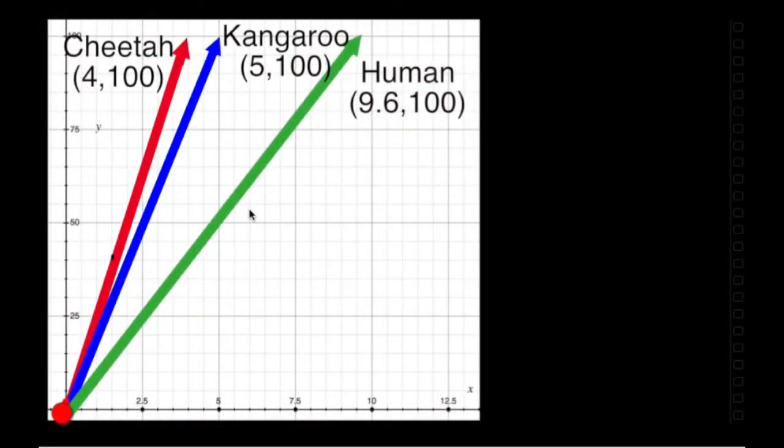Okay, here's a solution to the race and how fast question. Clearly, the cheetah won the race to 100 meters. Then the kangaroo came second, and then the human came third.